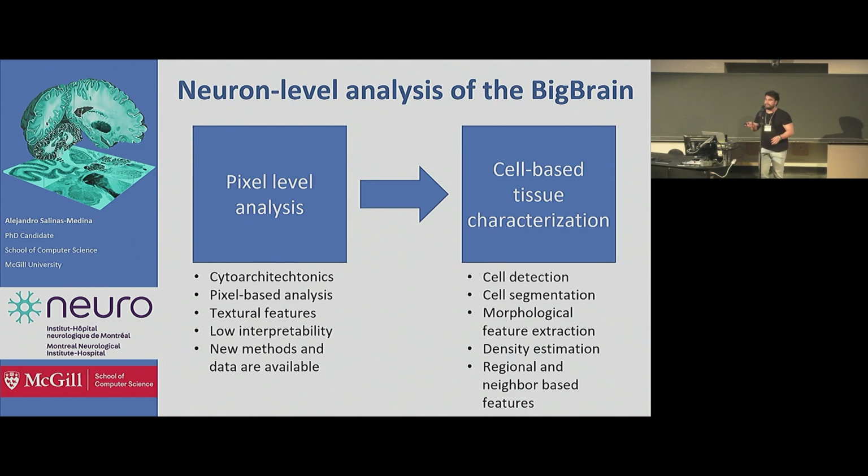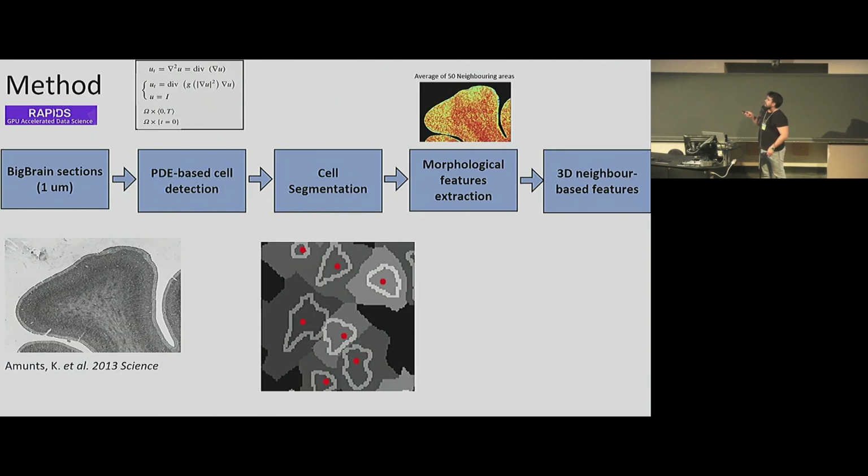On the other hand, cell-based tissue characterization focuses on identifying, segmenting, and analyzing individual level neurons and their properties. So this allows us to move from pixel level analysis, abstract image data, to a more concrete, biologically interpretable data.